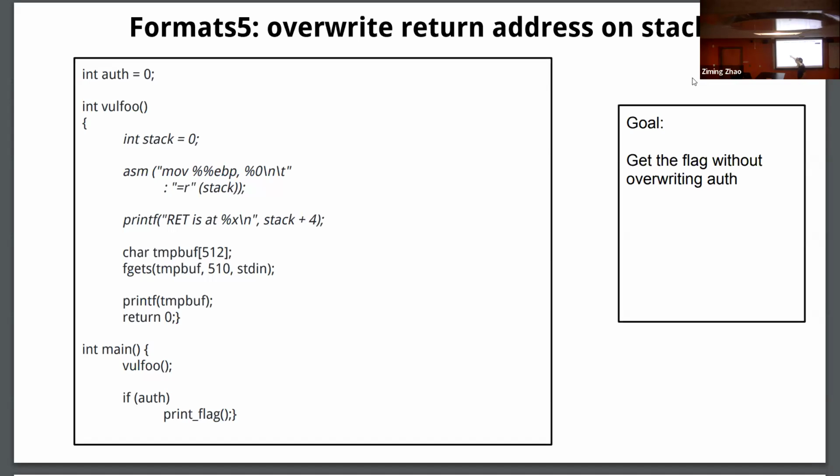Then we have a local variable of 512 bytes, fgets input into this local variable. There is no overflow here. However, there is a printf. That's a format string vulnerability here. And because of that, we will be able to do a percentage n arbitrary overwrite. We want to overwrite this stack address.